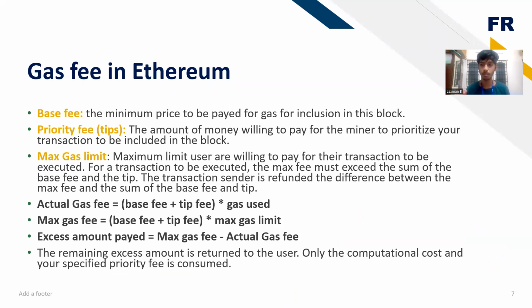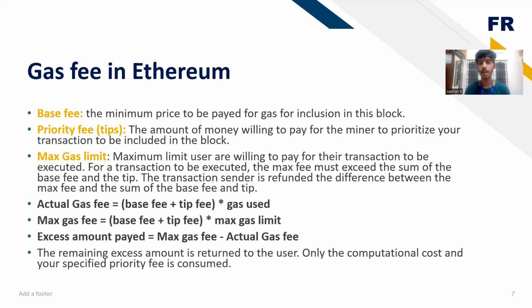Priority fee is nothing but the miner fee, the amount of extra money that you will be giving to the miner, so that the miner will prioritize your transaction to be put into the blockchain system. So this is nothing but the priority fee. So this is nothing but the tip. The more tip you give the miner, the more priority he will give to your transaction to be included in the block.